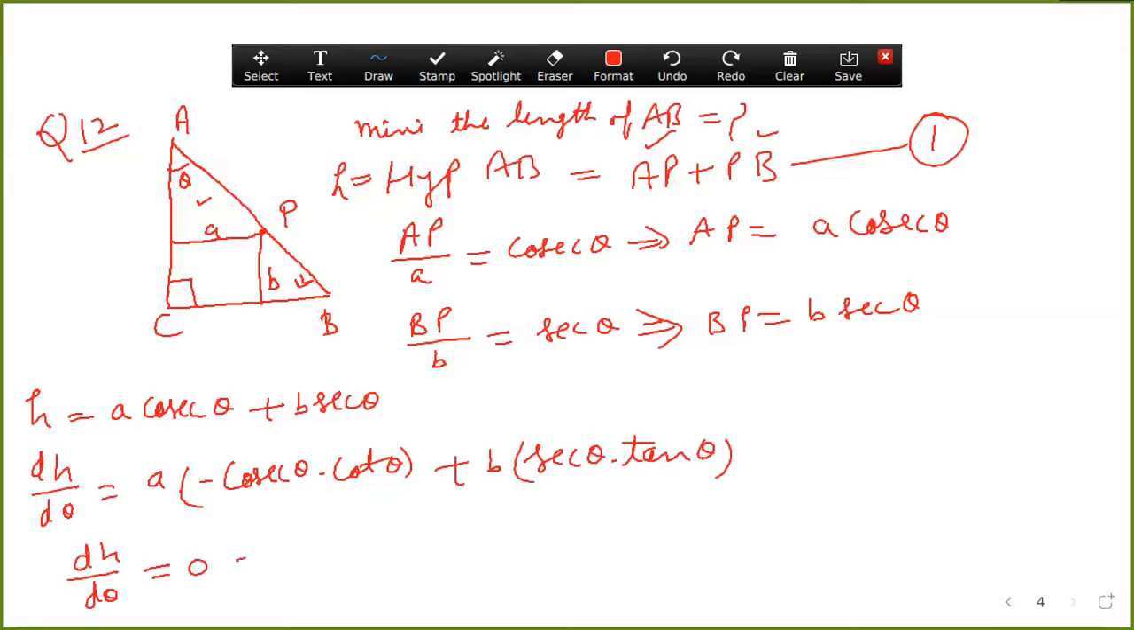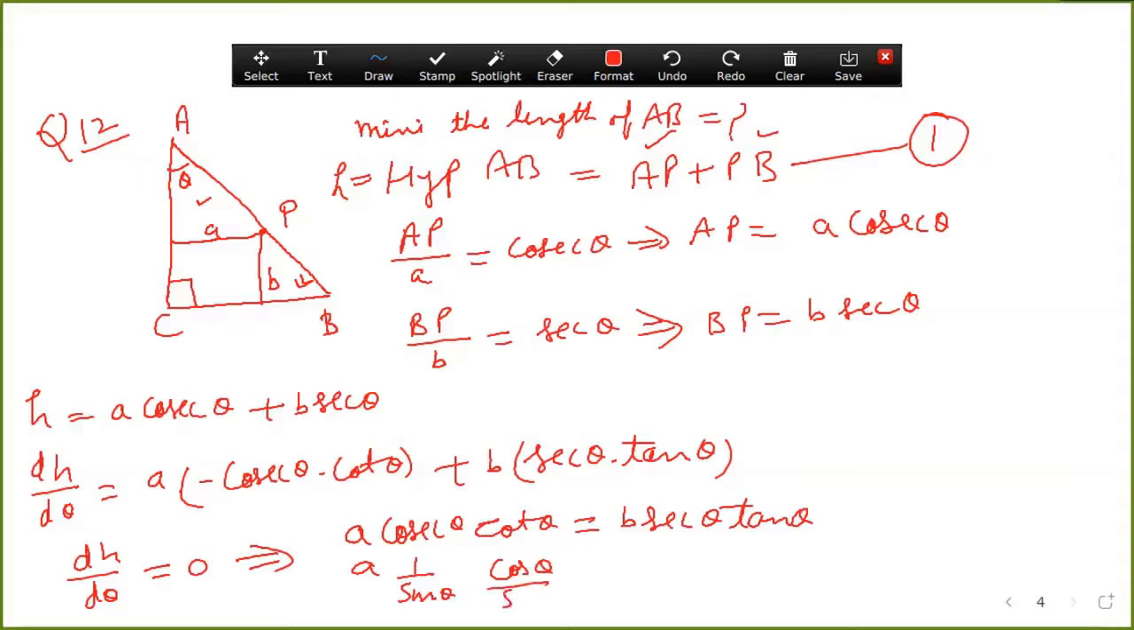What you will get? This is a minus sign. It means both can be equated. a cosecant theta cot theta is equal to b secant theta tangent theta. Convert into sine and cos: a into 1 upon sine theta, this becomes cos theta upon sine theta, equals b into 1 upon cos theta, this is sine theta upon cos theta. When you simplify it, by cross multiplication, there are 3 sines and 3 cos, and it becomes a upon b.